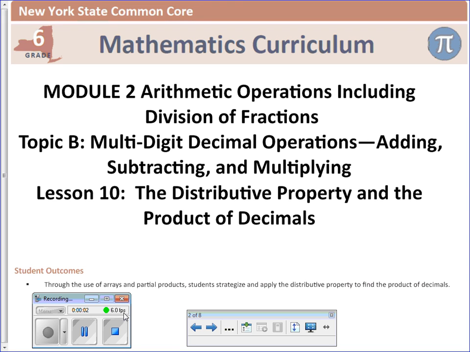Okay, today we're going to look at Module 2, Lesson 10, the distributive property and the product of decimals. Product means to multiply. I know you all know how to do long multiplication. I know you all know how to multiply decimals. So today's lesson will hopefully either be a good review for good practice, or maybe it'll even seem very simple. It'll be different for everybody.